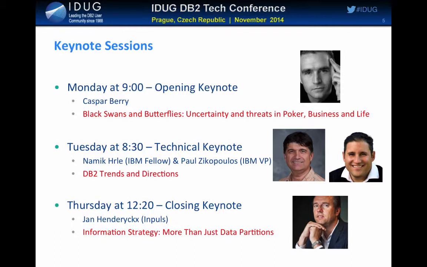Then on Tuesday at 8:30 in the morning, we're lucky enough to have 2 technical experts from IBM, Namik Hurley, who's an IBM Fellow, and Paul Zirkopoulos, an IBM Vice President. Paul and Namik are going to be talking about DB2 trends and directions and where DB2's been going in the next few years. And then finally on Thursday at the conference closing, Jan Hendricks from Impulse is going to be talking about information strategy, more than just data partitions. All 3 of these keynotes look to be very interesting, and I highly recommend that you plan to attend these if you can.